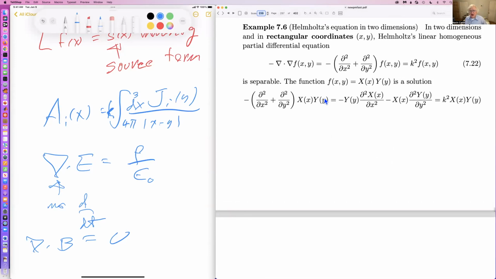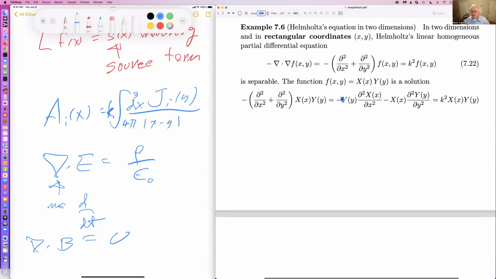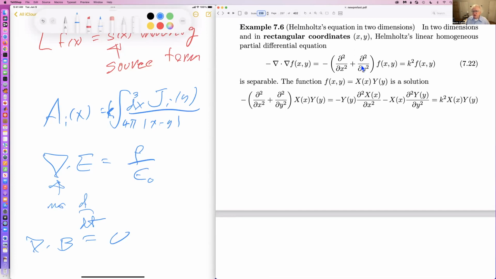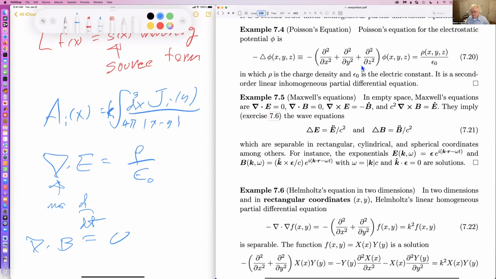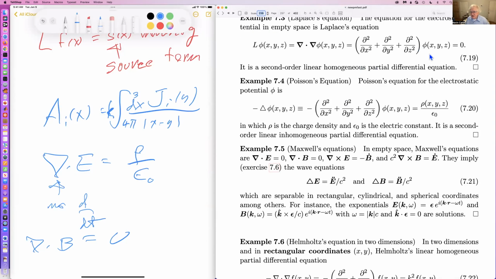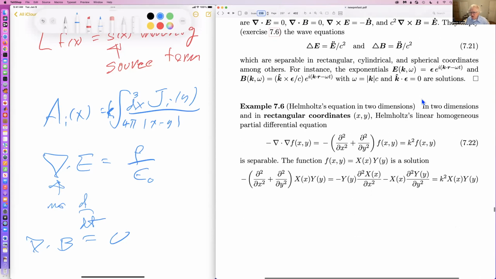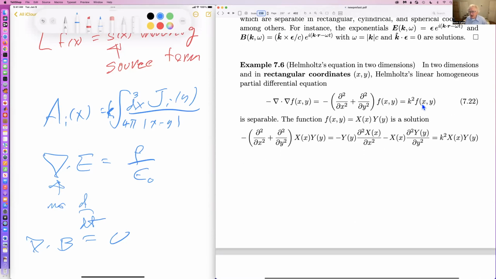Then there's the Helmholtz equation. It's sort of the two-dimensional version of this equation, but with a simpler source term. In other words, k squared f is the source term. And this turns out to be separable. We can let f equal x times y.